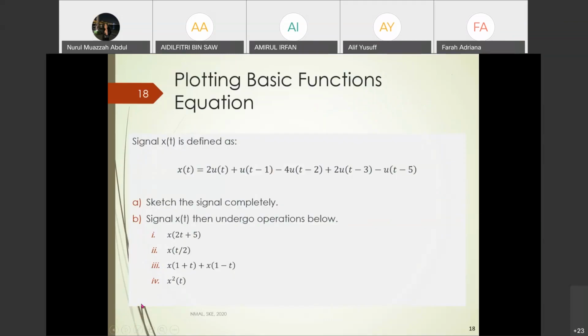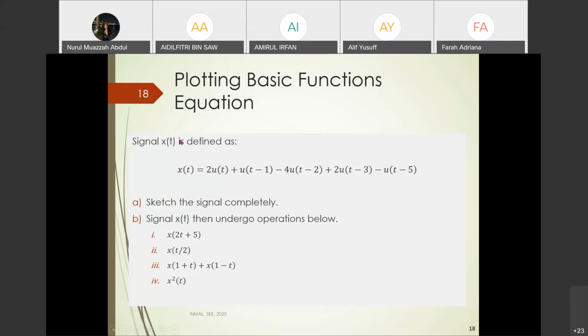Okay, and then we come to another example of plotting basic function equations. Normally this kind of question is related to the next question. So if you get the first question wrong, be careful. If you get it wrong here, then all the way you'll get it wrong.